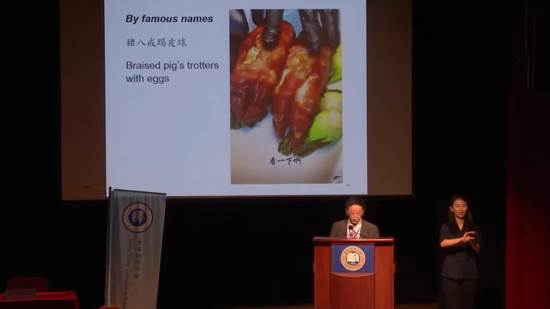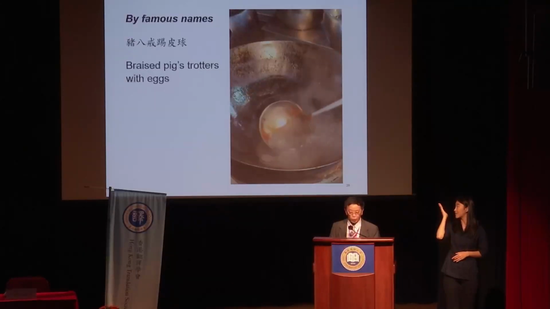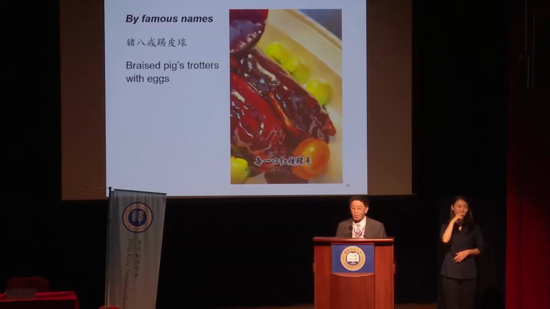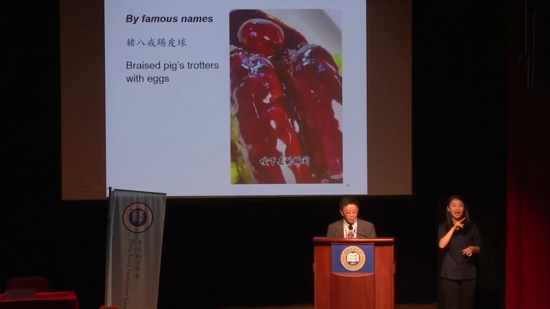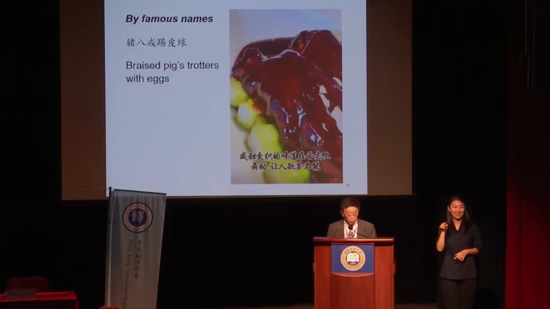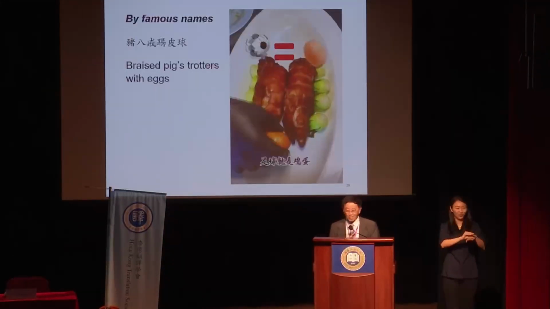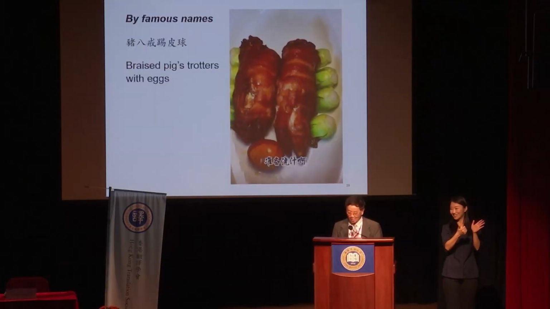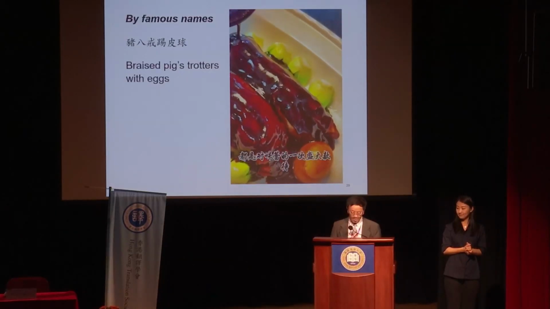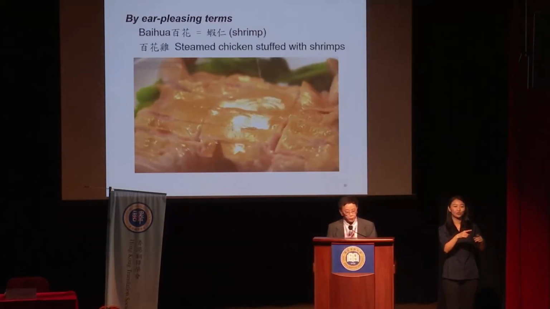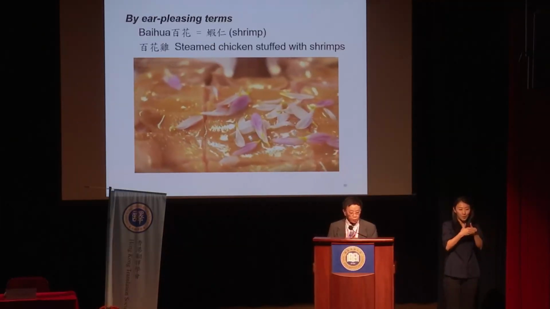Also another example, this is very interesting, what we call 猪八戒踢足球. I really don't know what the whole thing is about, but when translated into English, I know that it's braised pig's trotters with eggs, all right? Now these photos and diagrams are made by my colleague Li Jin, okay? And then we also use what we call ear-piercing terms to describe food in a cultural way.